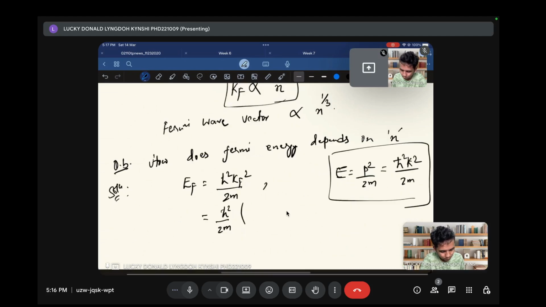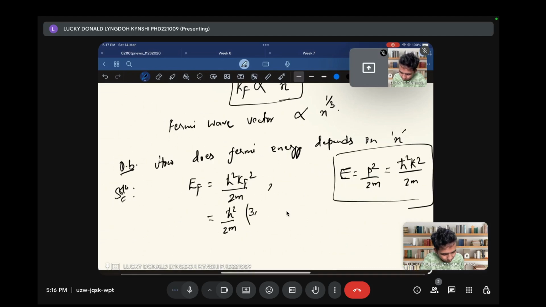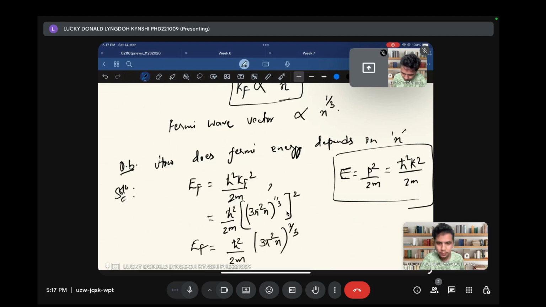So you will get what? kF square is (3π²n) to the power 1/3, and then square it again. So what you will get? ħ²/2m times (3π²n) to the power 2/3. Can you see? It's pretty straightforward.